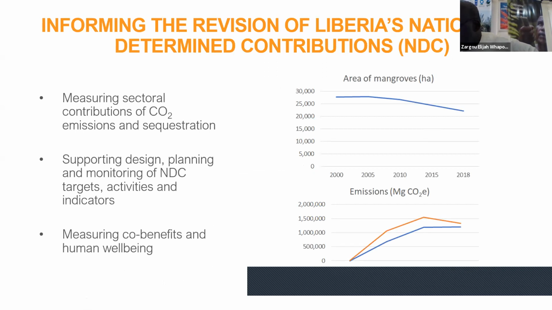As previously mentioned, we see the implementation of SEEA, the ecosystem accounts, as a means to support Liberia's long-term sustainability and green growth, while alleviating poverty and improving human well-being, toward achieving the objectives of the Pro-Poor Agenda, the PAPD. It will help decision makers ensure that decisions are economically balanced for the benefit of the Liberian people. It will support the design, planning, and monitoring of NDC targets, activities and indicators, and measuring co-benefits of human well-being.